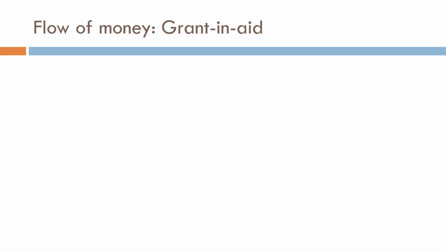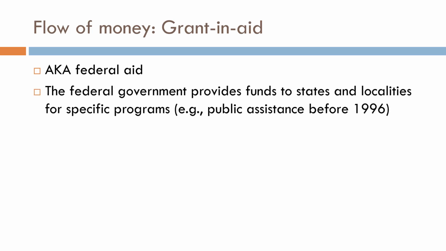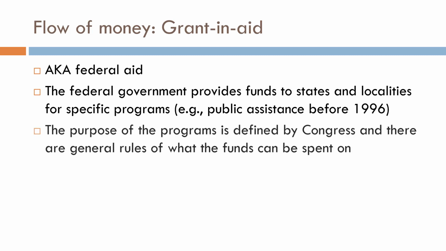In terms of the flow of money, there are three main ways, if you will. The first is what's called a grant in aid, and this is also referred to as federal aid. This is where the federal government provides funds to states and localities for specific programs. So this is what public assistance was like before 1996. The purpose of the programs under a grant in aid system is defined by Congress, and there are general rules of what the funds can be spent on.